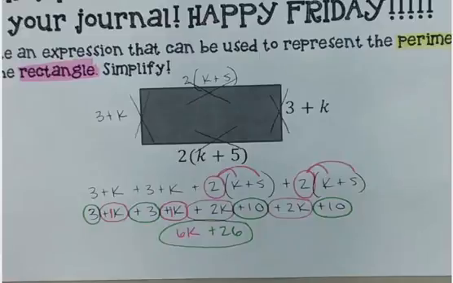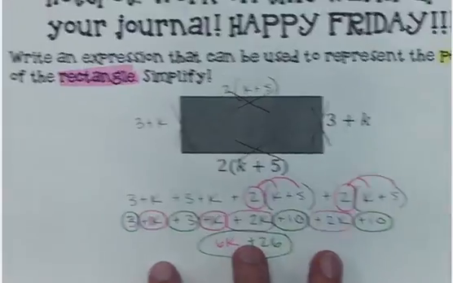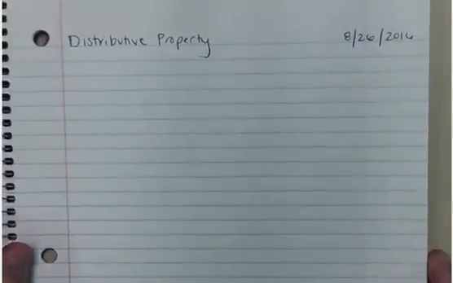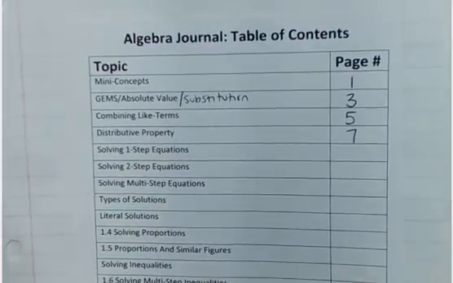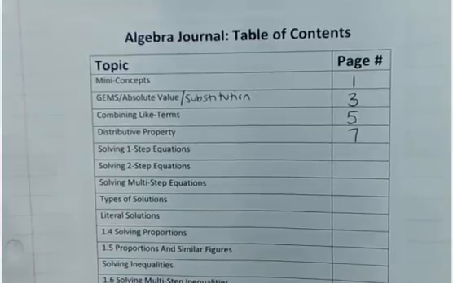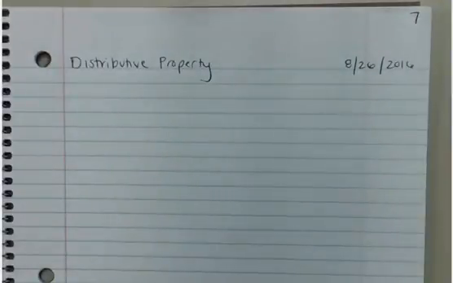So this is what we're going to talk about more today with this distributive property. I'm going to show you some more challenging problems and how it could be asked on the EOC. So let's go ahead and get your journals out to the next page. Go ahead and head your journal, Distributive Property. Today is August 26th, and this is page 7 for me. Go ahead and remember filling your table of contents, whatever page number you're on. And then we will go ahead and get started.